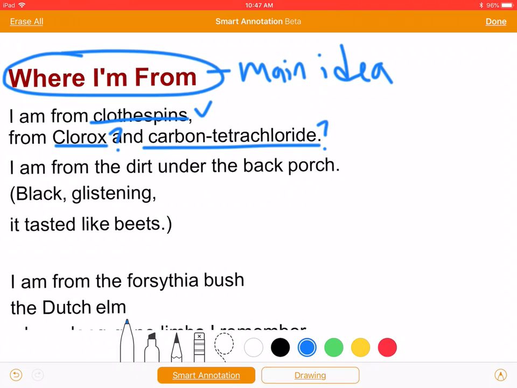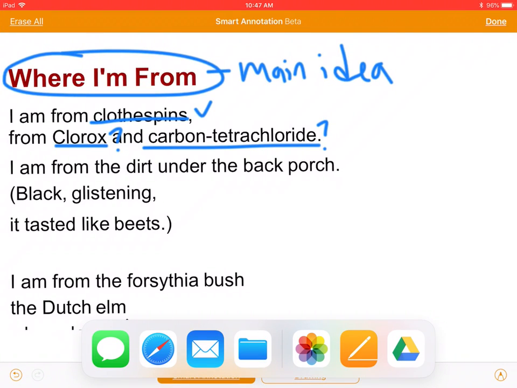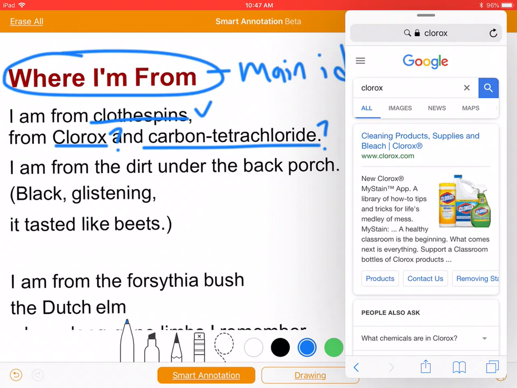Now I'm going to show you a cool tip here with iPads. If I swipe up from the bottom with one finger, this taskbar comes up, and then I click on and hold down one of the buttons here, the Safari app, and I'm going to drag that to the right, and I'm going to let go, and voila, now I have Google here.